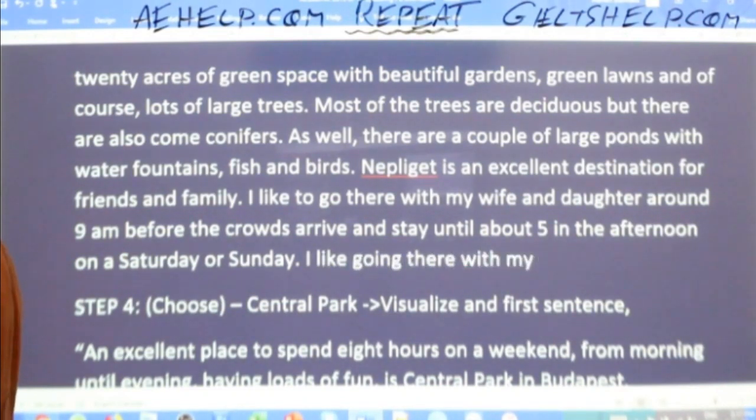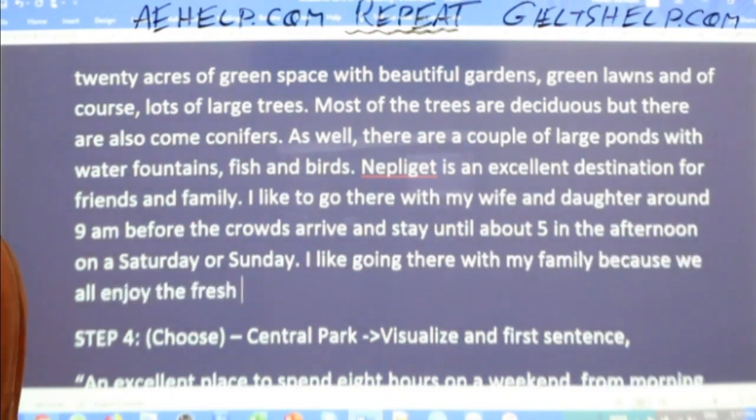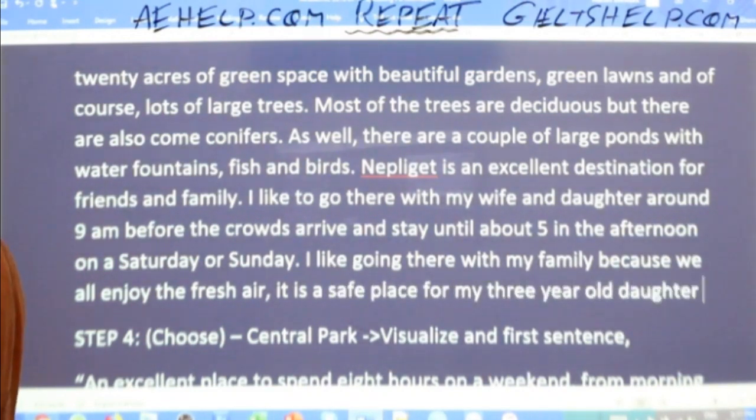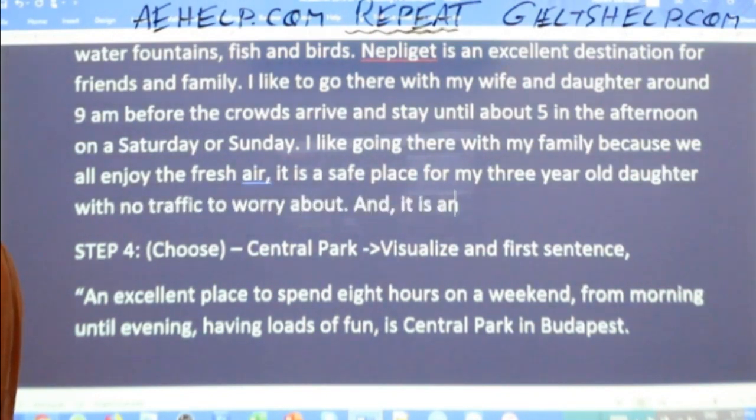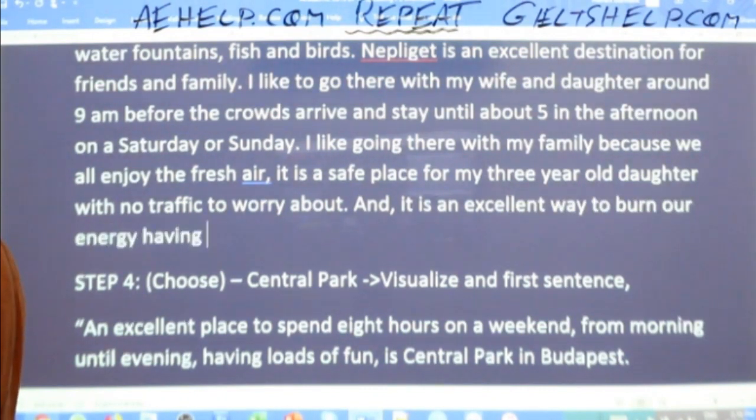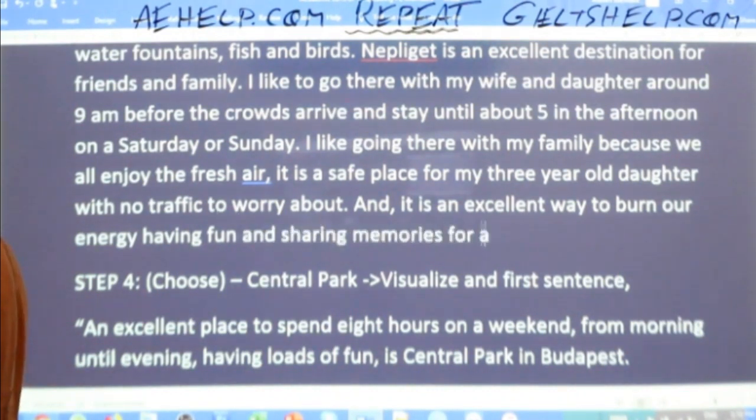I like going there with my family because we all enjoy the fresh air. It is a safe place for my 3-year-old daughter with no traffic to worry about. And it is an excellent way to burn our energy, having fun and sharing memories for a lifetime, or sharing memories together.